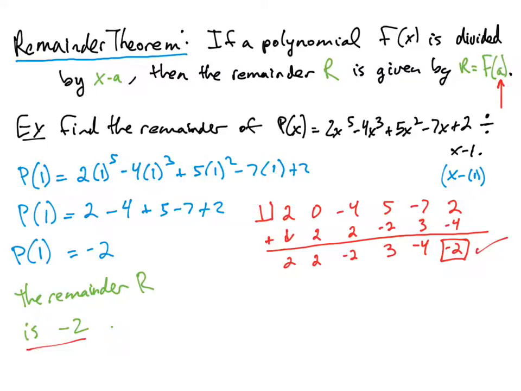So this is a quick way to find a remainder. We can just take the constant value, in this case it was 1, the constant value from the divisor, input that into the function, and that'll tell us what the remainder is.